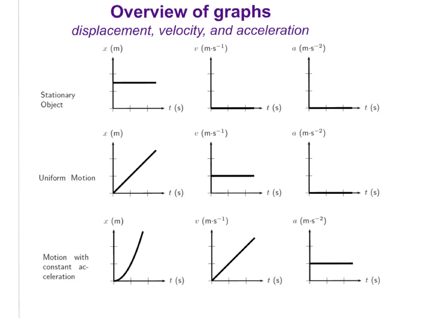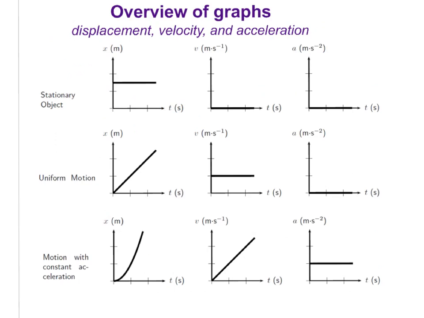Here is an overview of different graphs, and I thought this is an important review, and just to put them all together in one place so you can compare and contrast all these different graphs. In this column, all of these graphs are position versus time graphs. So we have displacement on the y-axis and time on the x-axis. Each one of them is representing a different kind of motion.